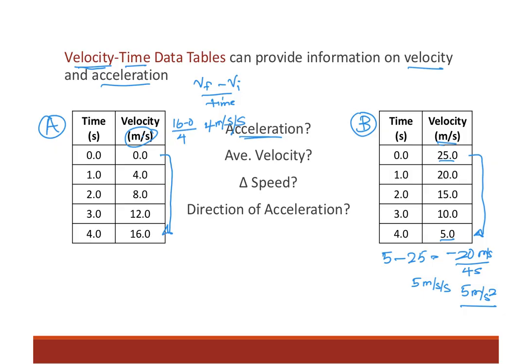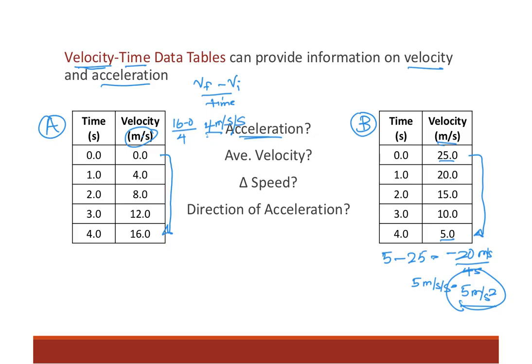Now this is a negative 20, so it should be a negative 5. So our acceleration is slowing down, but this greater number, 5, with the negative representing the direction. So 5 meters per second squared compared to 4 meters per second squared for table A tells you right away that even though B is slowing down, it is slowing down faster than A is speeding up.